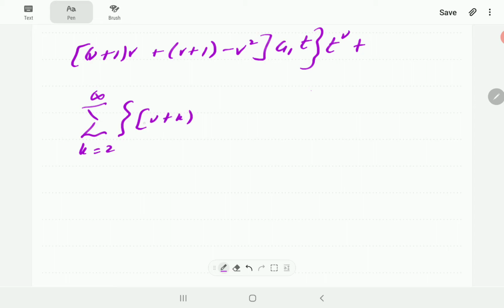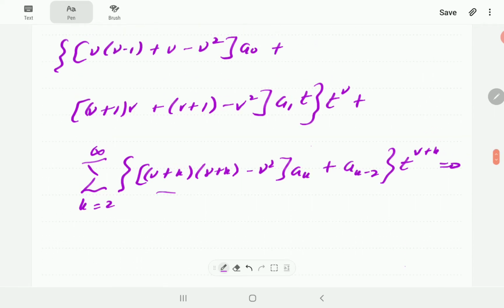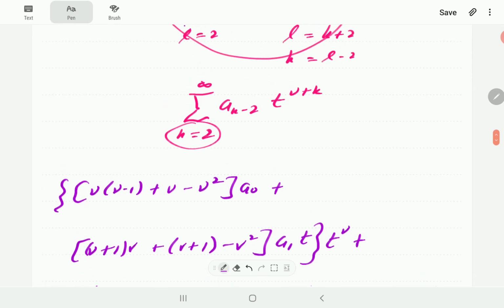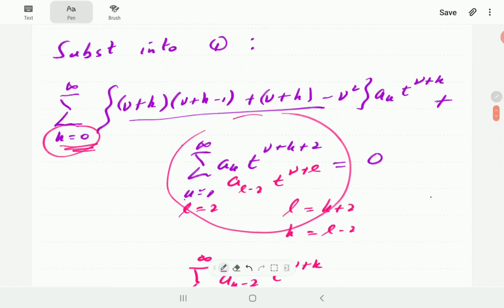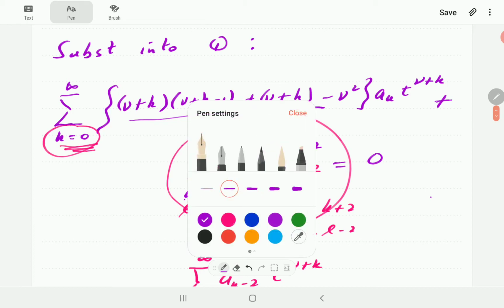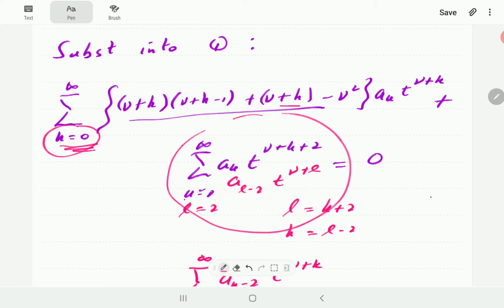So we're going to have nu plus k here times nu plus k minus nu squared. We're going to explain this in a moment. Then there's going to be a k minus 2 from the second term, and this is times t to the power nu plus k equal to 0. So let's just explain what's happening here. If we factorize nu plus k here, so you got nu plus k and nu plus k there.